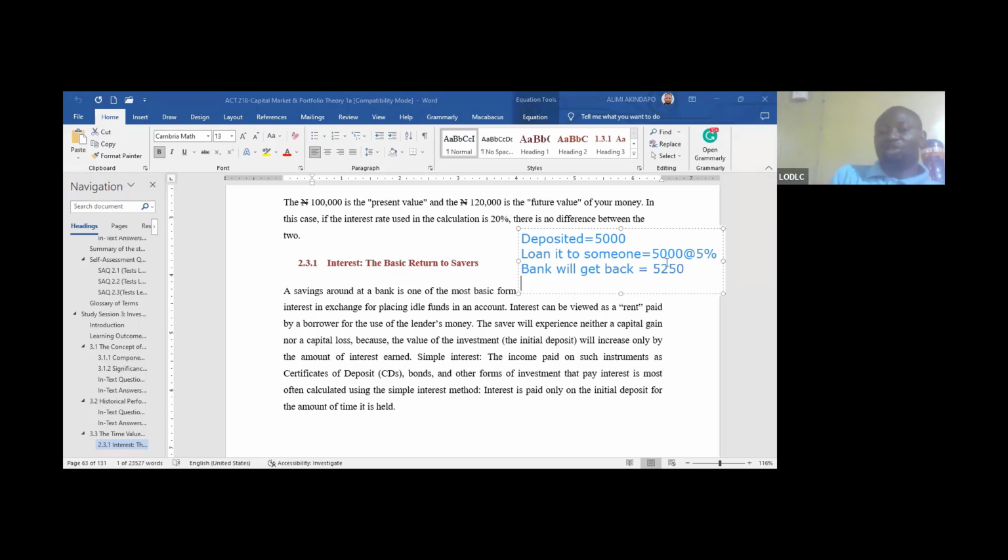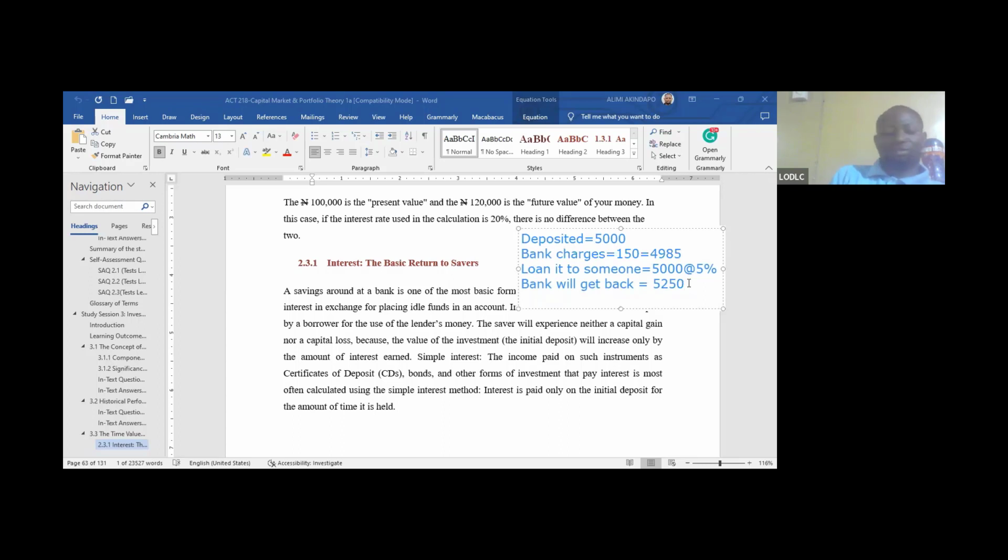So at the end of the month, you that deposited 5,000, the bank will deduct bank charges. It might be SMS and some other charges, 115 naira. So you'll be given 4,985 at the end of the month.